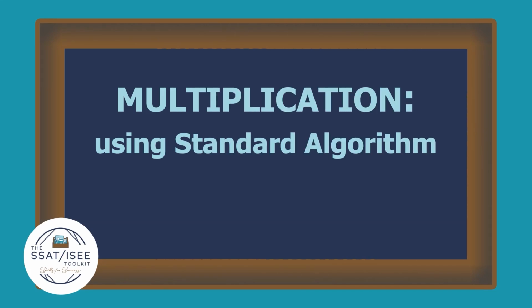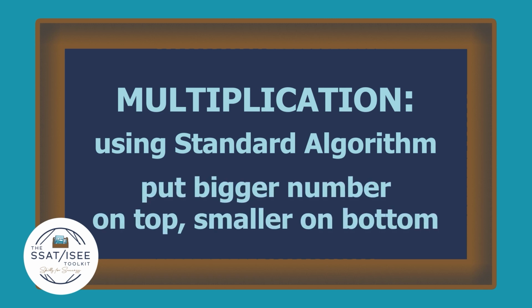You can use the standard algorithm to multiply numbers together. When you are setting up a multiplication problem using the standard algorithm, you will put the bigger number on top and the smaller number on the bottom. Everything should line up on the far right side of the equation.